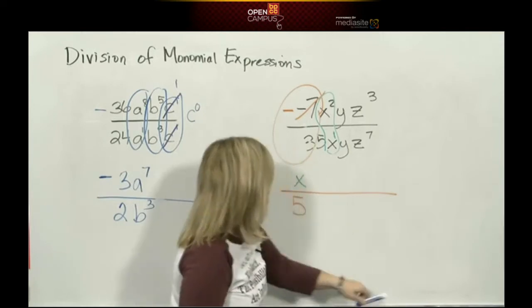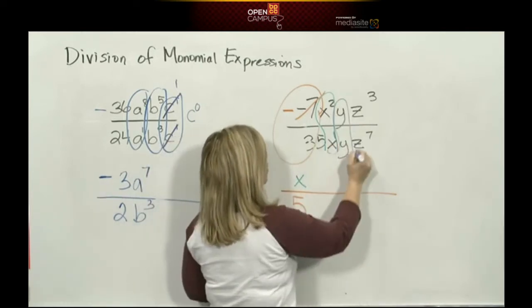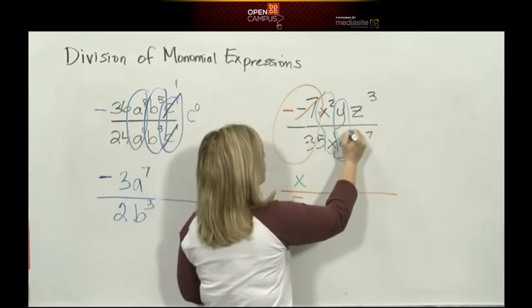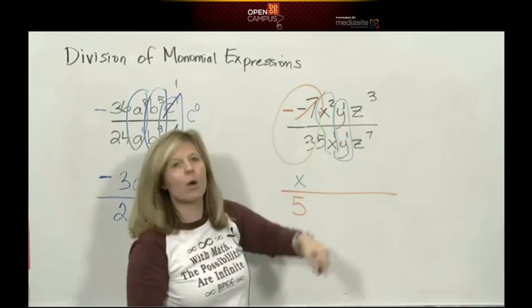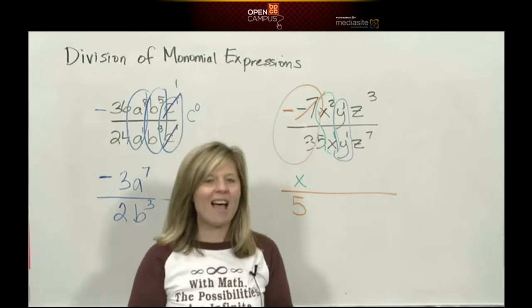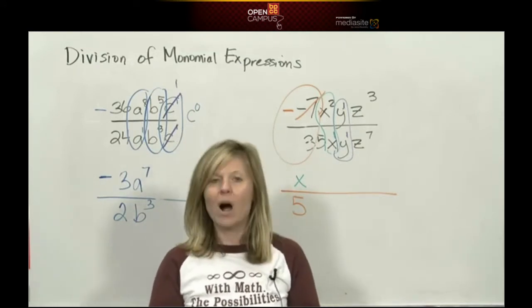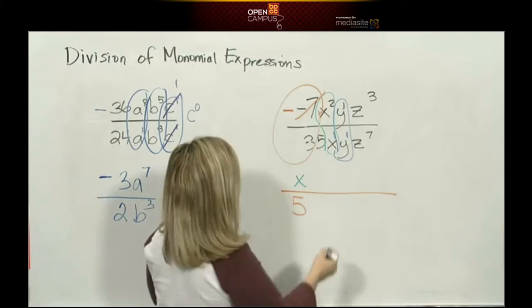All right, I'm not done dividing. I got like bases. I got y divided by y. It's understood. Each of these y's have an exponent of the 1. 1 minus 1 would be 0. Are we ever going to write y to the 0? No, no, no. y to the 0 is always going to be the number 1.